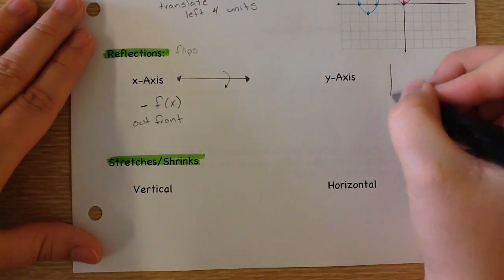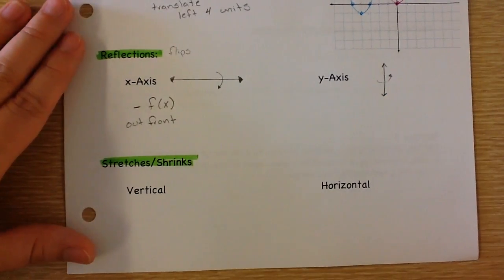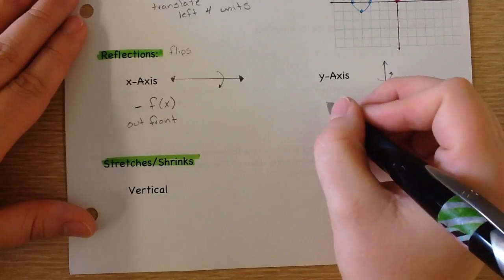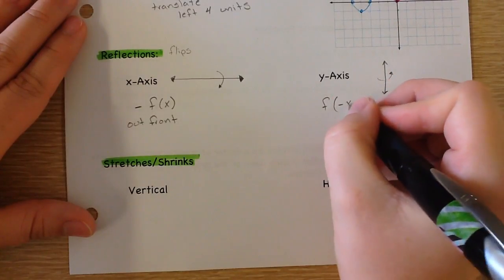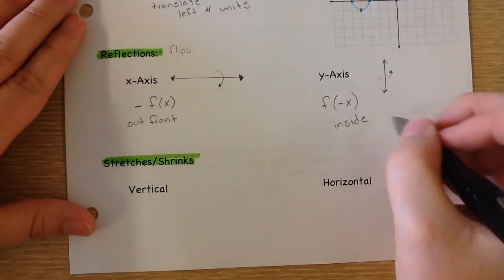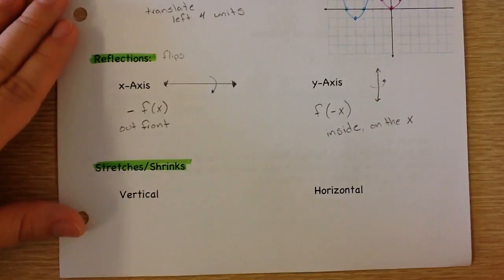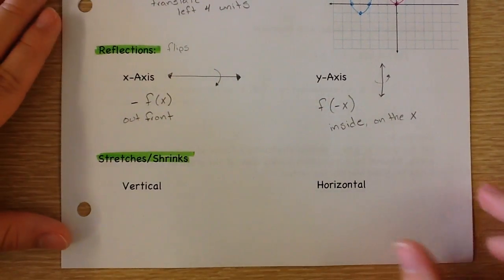For a y-axis reflection, it's going to flip it over the y-axis. I need to put the negative inside on my x. So again, this negative now goes inside on the x, for a y-axis reflection.